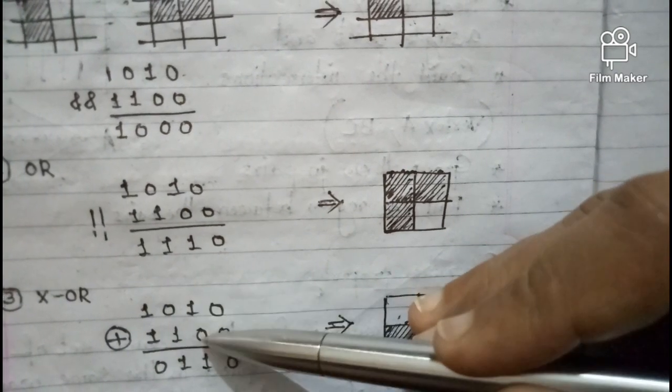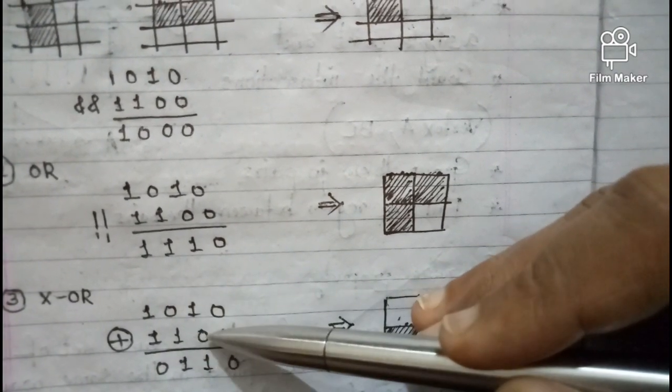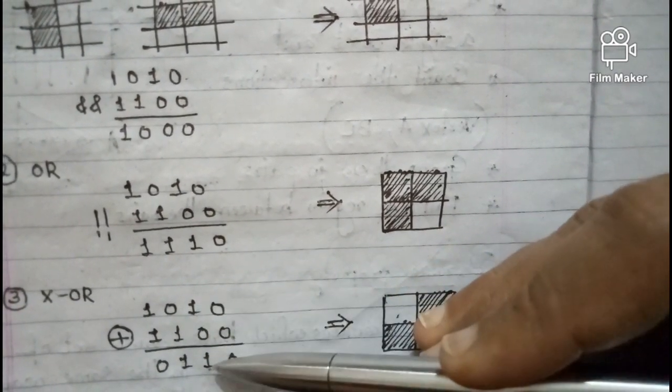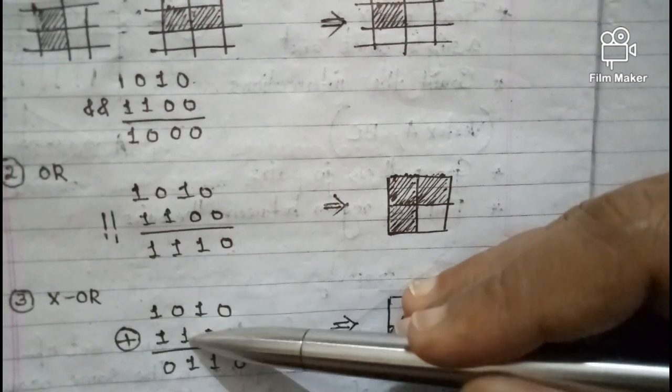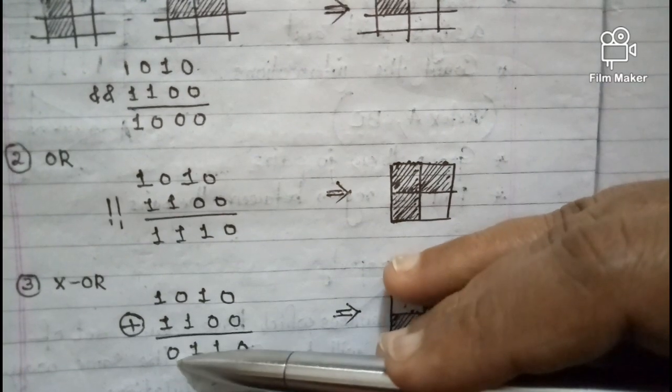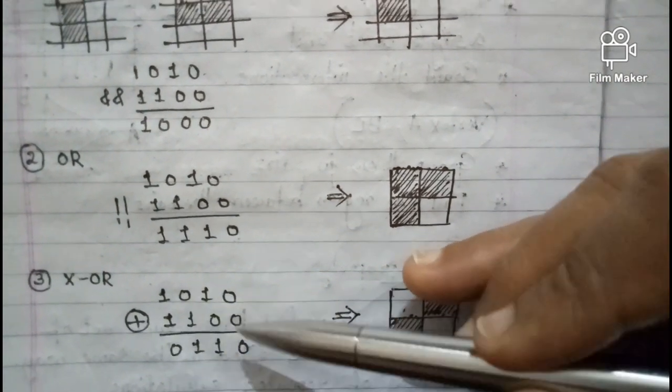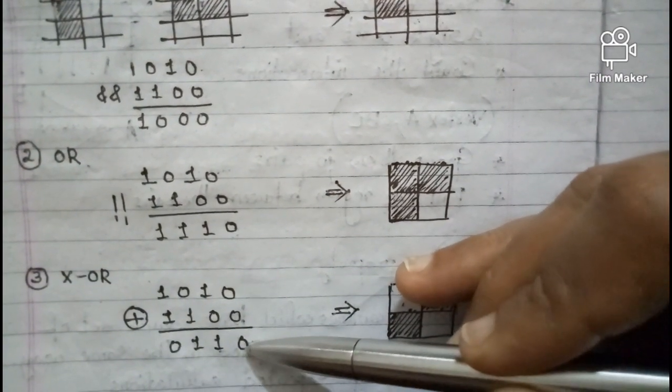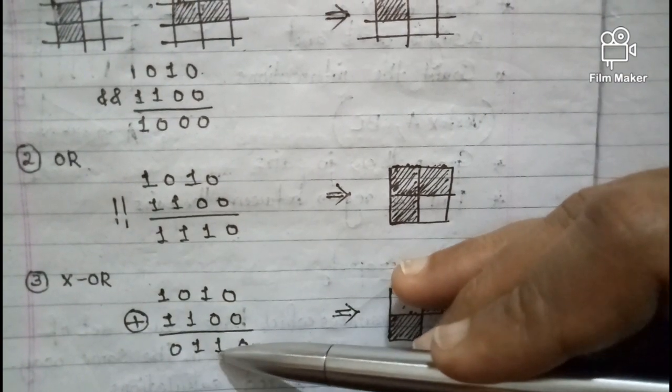Here inputs are different. One is 1, this is 0. Inputs are different. So you will get a 1. Here also inputs are different. So you will get a 1. But here the inputs are the same. So you will get a 0. So the rule is you will get a 0 only when the inputs are the same. If the inputs are different, you will get a 1.